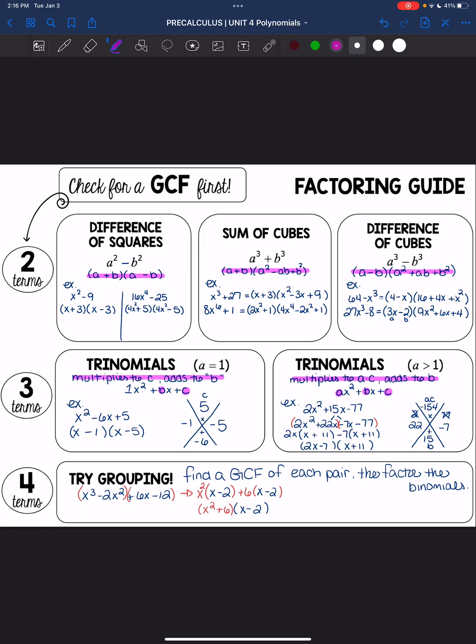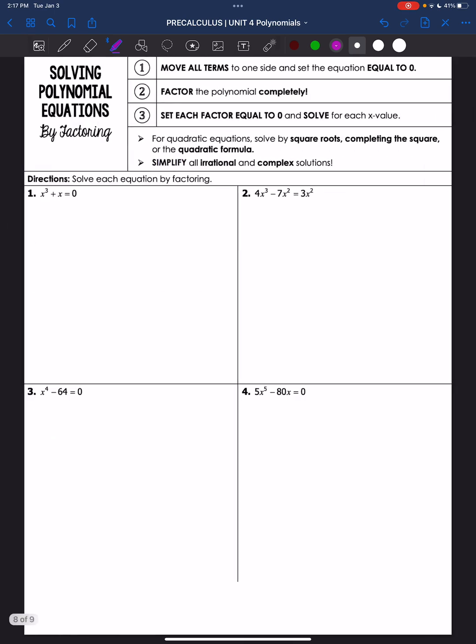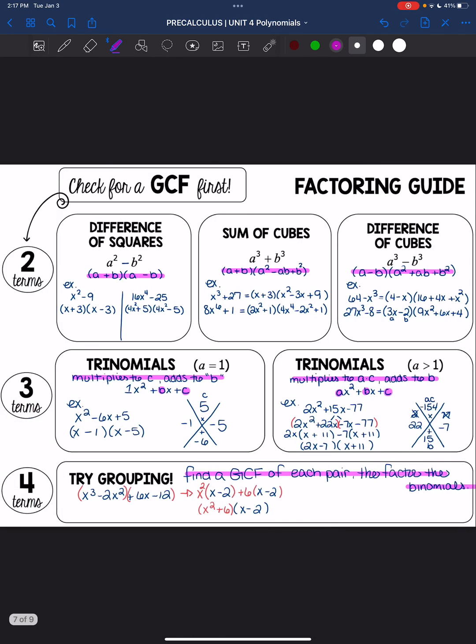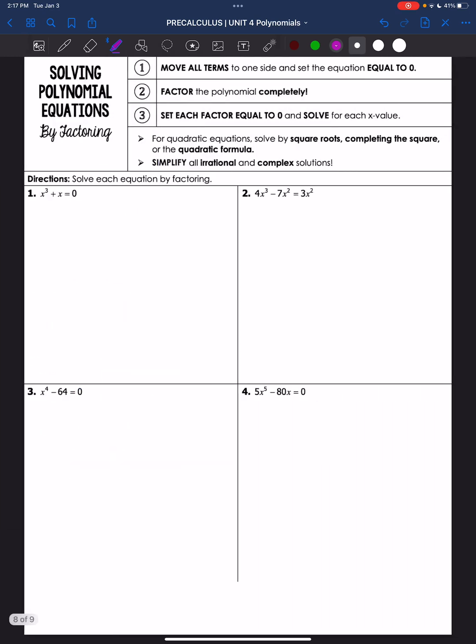So there you guys have it. These are the approaches to factoring your polynomials in order to be successful in solving polynomial equations by factoring. So use this little guide as we work through these lessons to come.